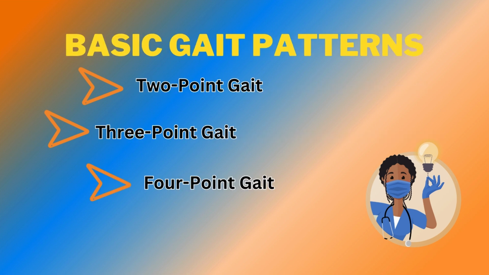Here are the three basic gait patterns. 2-point gait. Move the right crutch and left foot forward simultaneously, then move the left crutch and right foot forward. 3-point gait. Move both crutches forward along with the injured leg, then move the uninjured leg forward. 4-point gait. Move the right crutch, then the left foot, followed by the left crutch, and then the right foot.